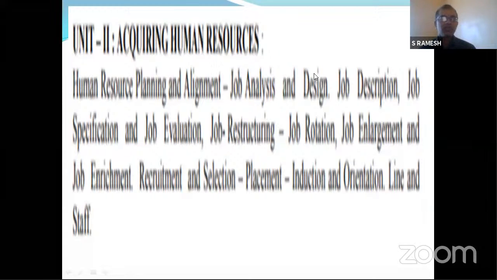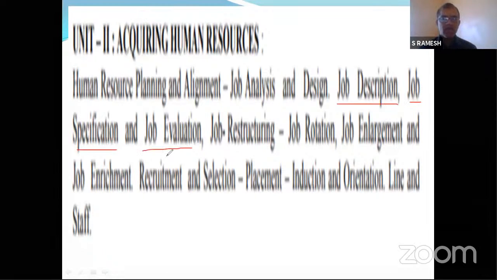See, in human resource management, we have completed the first unit and we are in the second unit. In the second unit, these concepts are already over: human resource planning and alignment, job analysis and design, job description, job specification, and job evaluation. I am repeating, in the second unit, human resource planning and alignment was discussed.